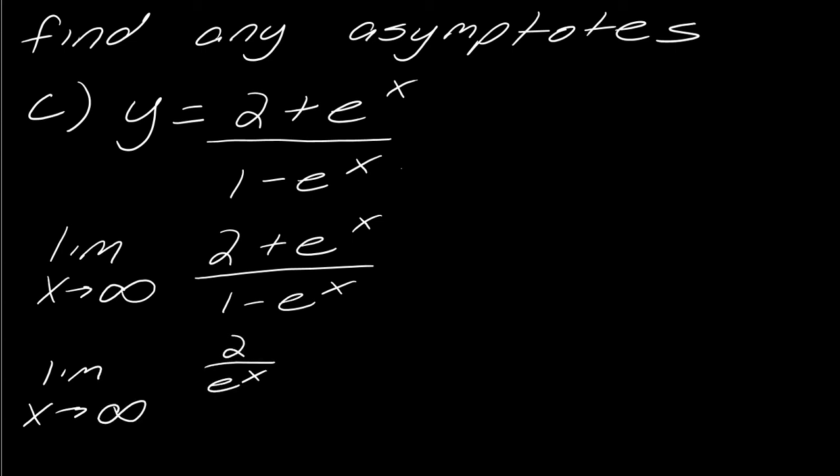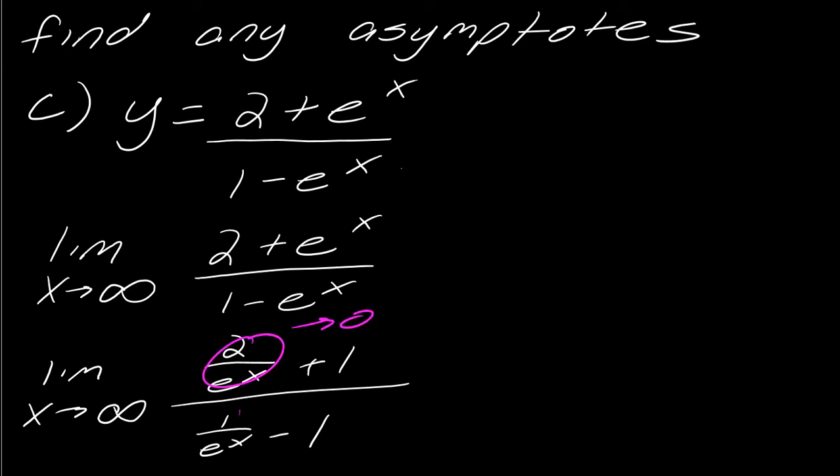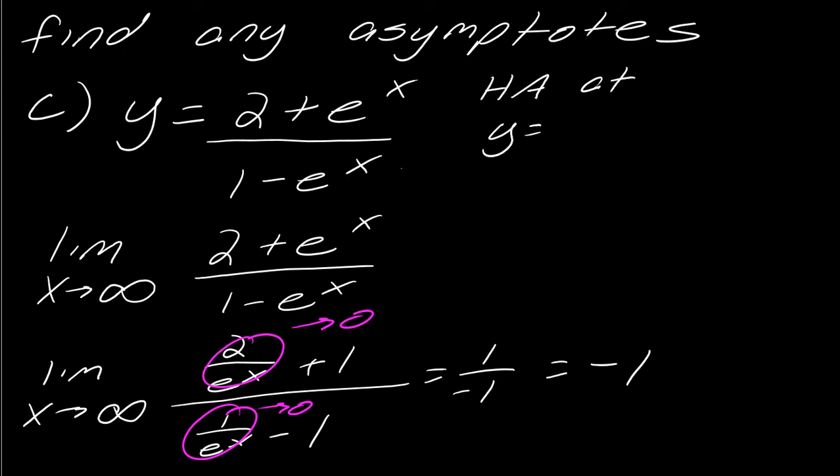So I divide all parts by e to the x. So e to the x divided by itself will just give me 1. I've got 1 over e to the x minus 1. So I've just divided all of this by e to the x to simplify to this. And now I have something that is much simpler to look at, because I know that as x goes to infinity, this will go to 0 and this will go to 0. So I am just left with 1 over negative 1. So this whole thing will just equal negative 1. All right, so in this case, this is one horizontal asymptote. So I'll put horizontal asymptote at y equals negative 1.